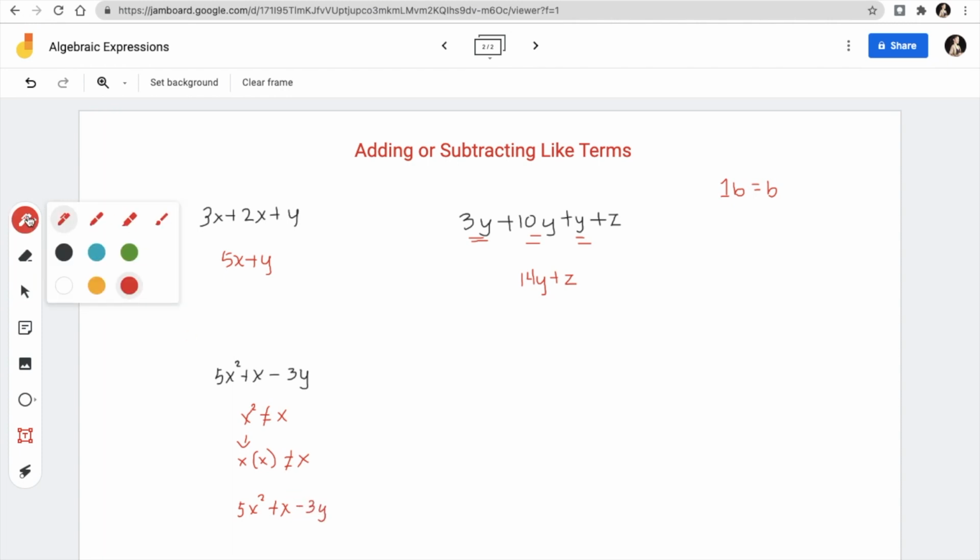Okay, now this is how you add like terms or similar terms. The way you do subtraction is also the same. So, if let's say you're given 6d minus 4d minus d, this one is 2d minus d, my answer is d. So that's how you work with like terms.